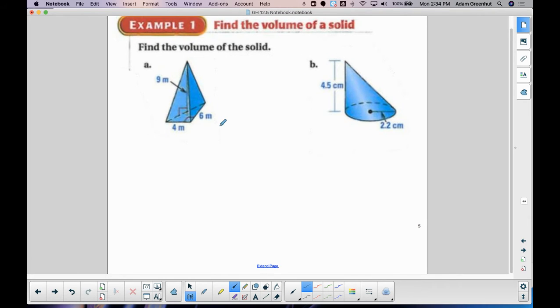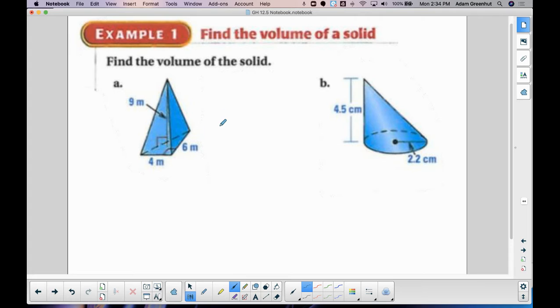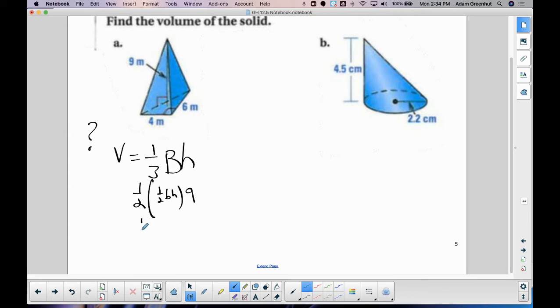Let's find the volume. I'll let you try this first one. Let's see how you did. Volume would be 1/3 area of the base times the height. Since this is a triangular pyramid and I see the right triangular base, I'll do 1/3. Then I can do half base times height to find the area of the triangle. I'm going to multiply that by the height of the pyramid, which is 9. And I guess I should have just done the half base times height. Half times 4 times 6.